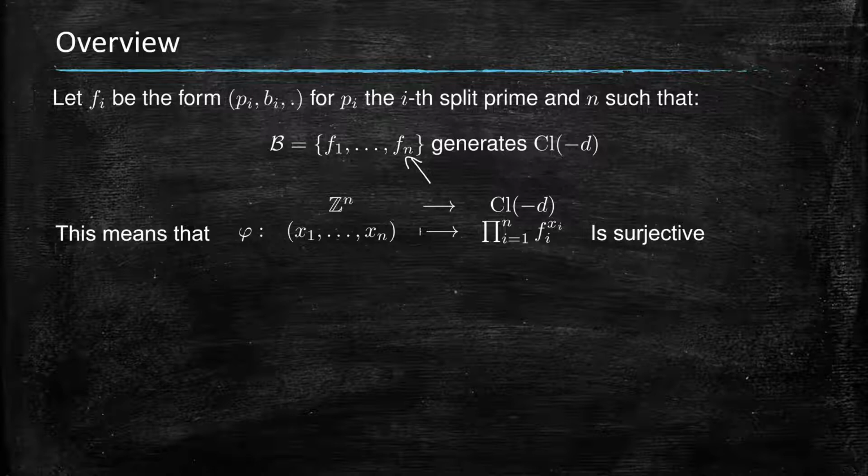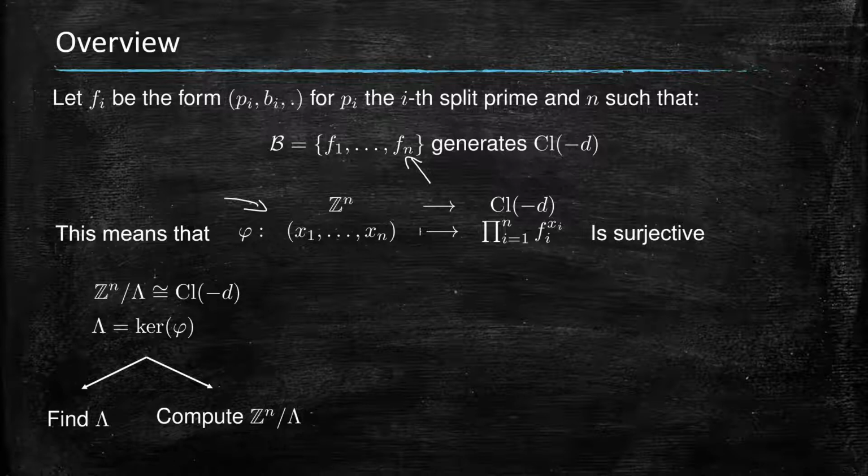So for now, forgetting about the actual number of generators we want, and just assuming that each of these f_i's is the form corresponding to the ith split prime, and that there are enough to generate the class group, then we have that this following map is surjective. What it means is that its kernel is going to give us the structure of the class group. We have this identity that Z^n quotient by its kernel lambda will give us the structure of the class group, which is the output of the algorithm that we're running.